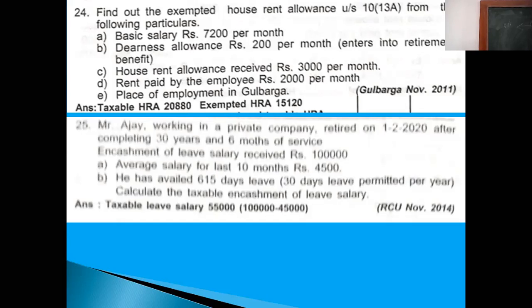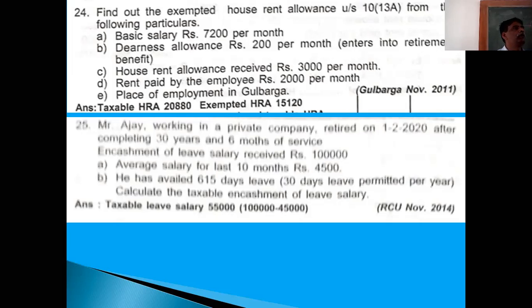1 year, 30 days. For 30 years, how many days? 30 into 30, 900 days. Then for remaining 6 months? 6 months means half year, half of that allowed period, 15 days. Then what is the total number of leaves given to him? 915. 915 leaves were allowed to the employee.